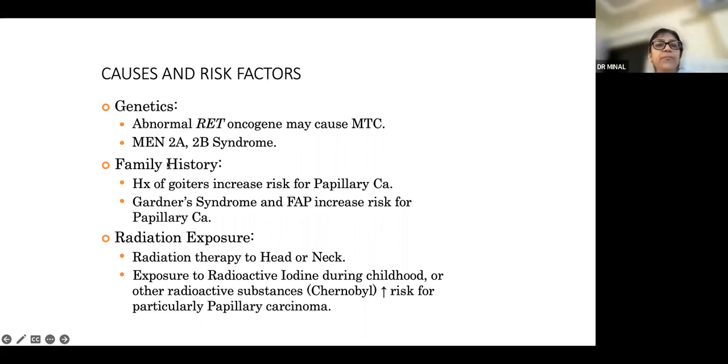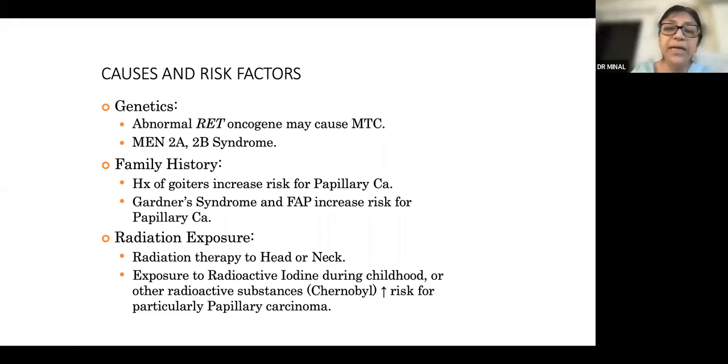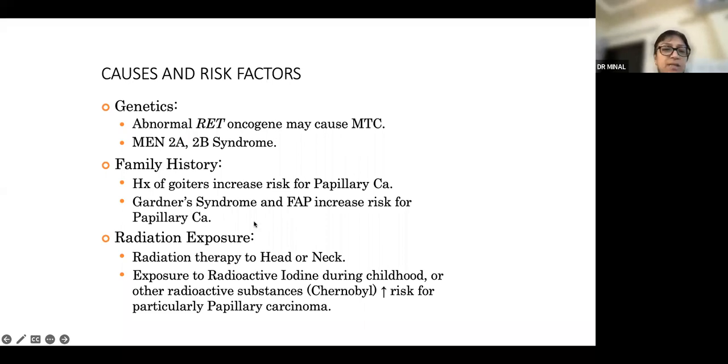Then the family history. In the family history, a history of goiters increases the risk of papillary carcinoma. Papillary thyroid carcinoma, PTC, is the most preponderant, most common carcinoma seen in thyroid malignancies. Then association with polyposis syndromes like Gardner syndrome or familial adenomatous polyposis all increase the risk of papillary thyroid carcinomas. Radiation exposure: if the patient has been exposed to radiation of the head and neck because of some other cancers, they are likely to have a sequela or follow-up with thyroid malignancies.